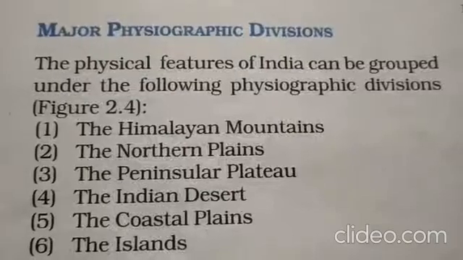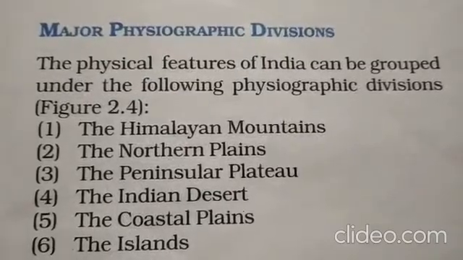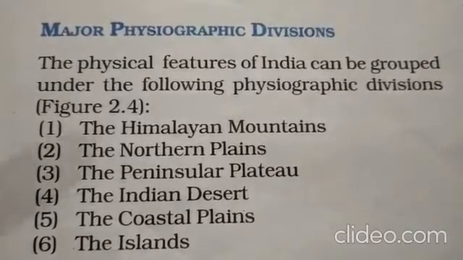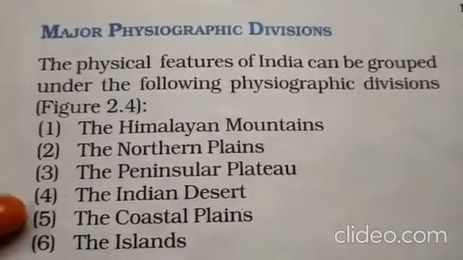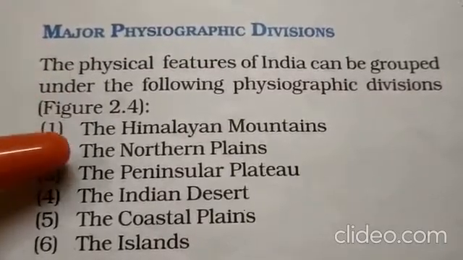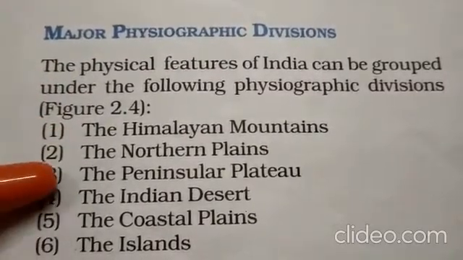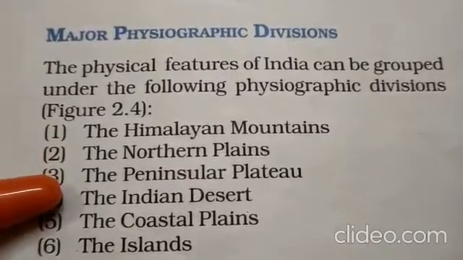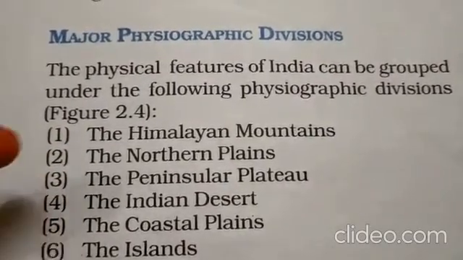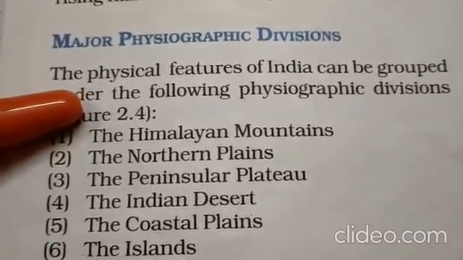So now we'll start the major physiographic divisions of India. These are the 6 different physiographic divisions of India: the Himalayan Mountains, the Northern Plains, the Peninsular Plateau, the Indian Desert, the Coastal Plains, and the Islands. We will start with the first one, the Himalayan Mountains.